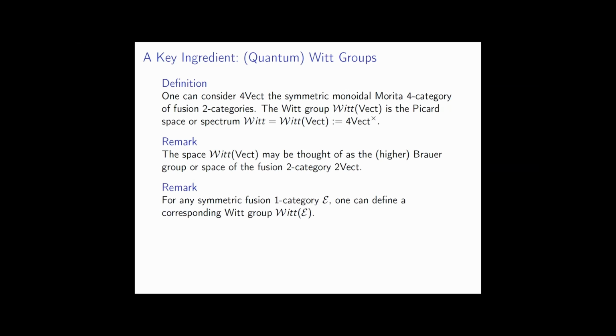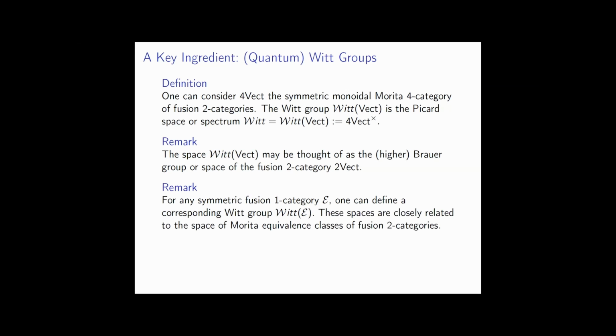What's more relevant to my point is that, in fact, you can perform a similar kind of construction for any symmetric fusion 1-category E. So you can define Witt of E for any symmetric fusion 1-category. You can replace Vect by a general symmetric fusion 1-category, and this gives you, again, some kind of space Witt of E.